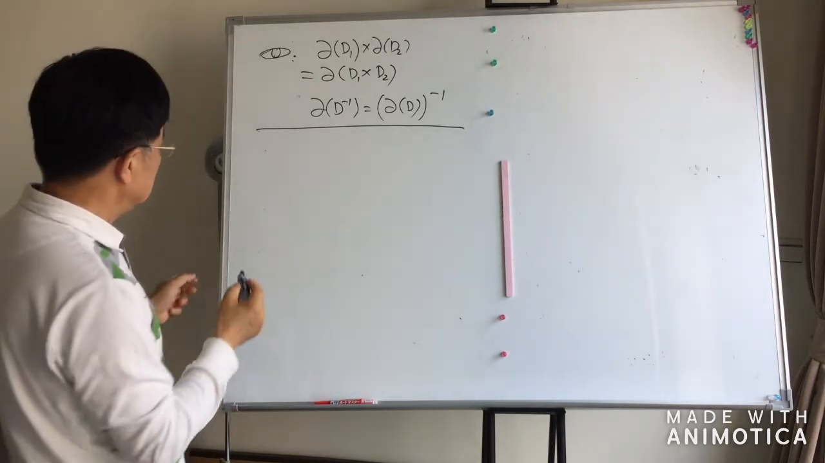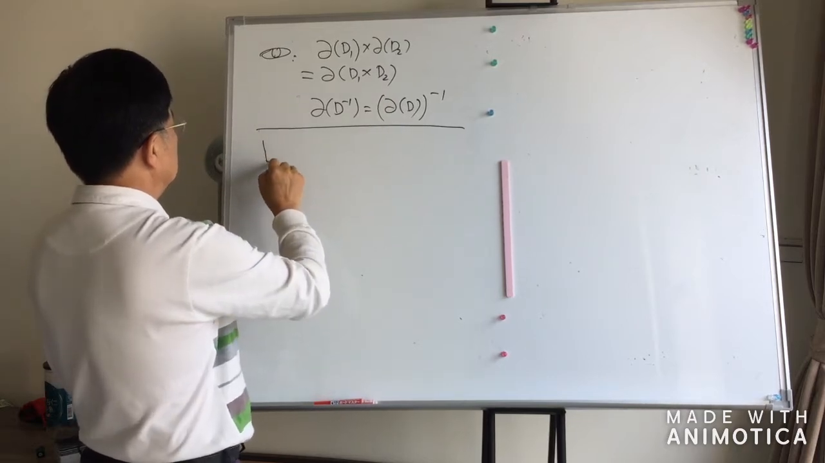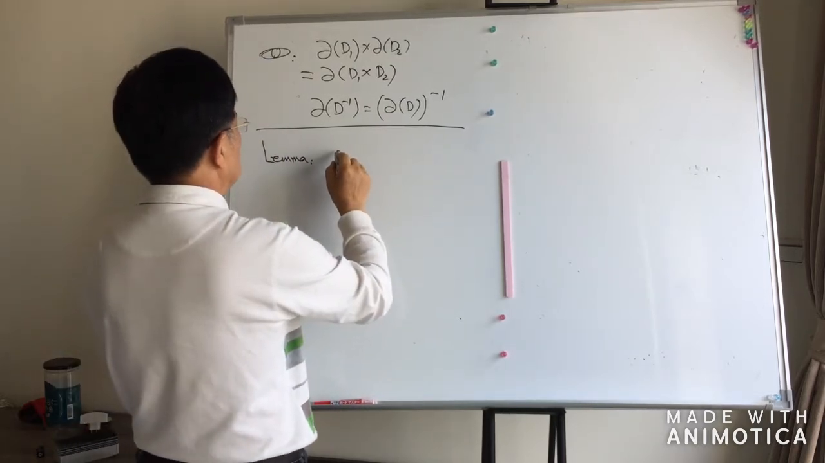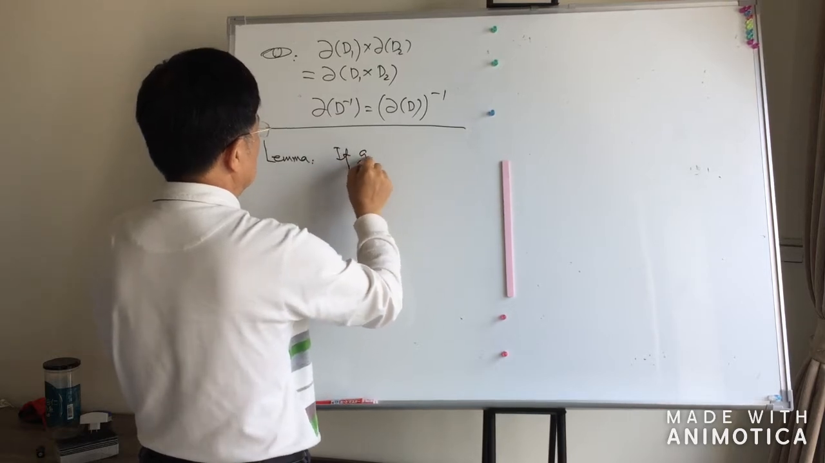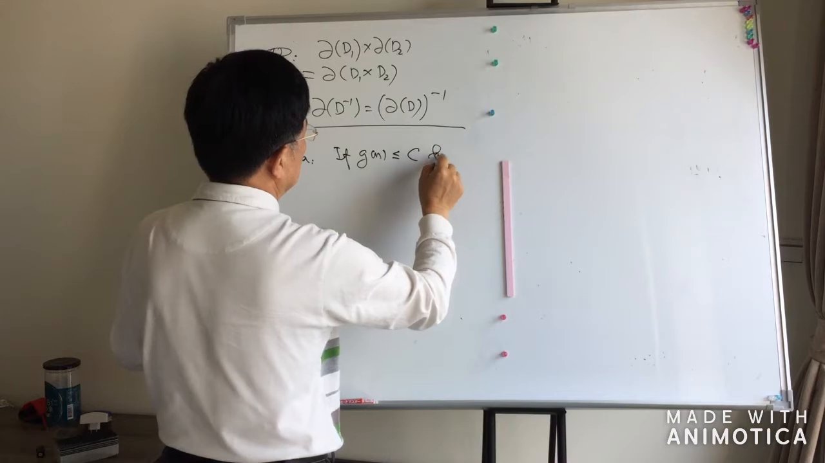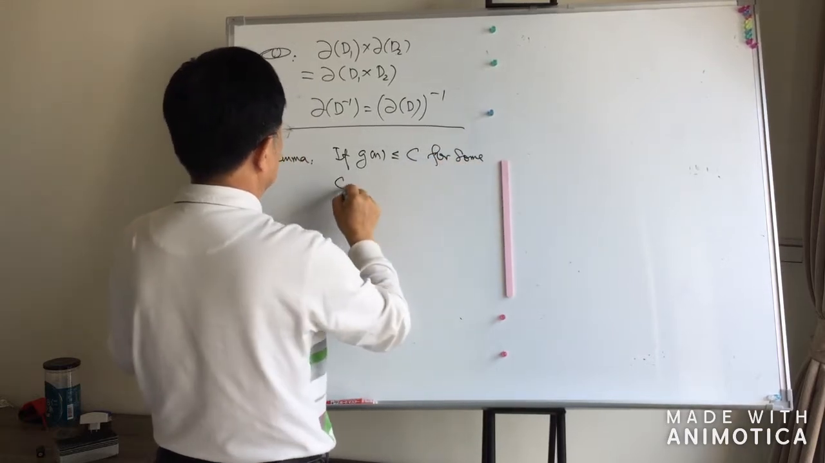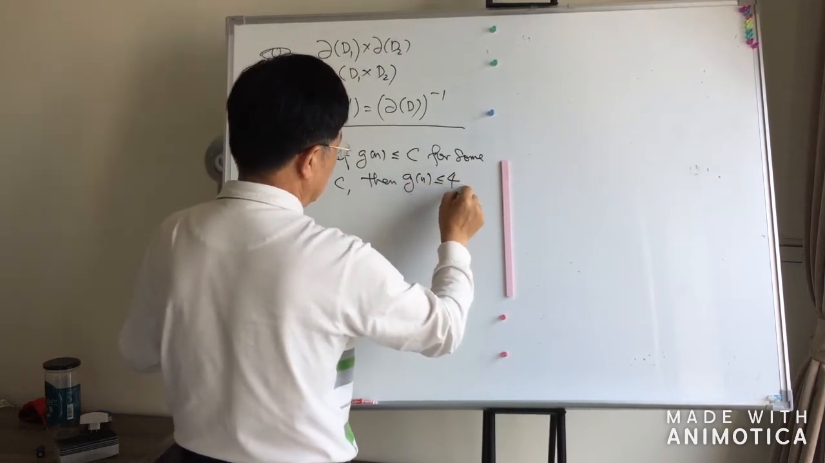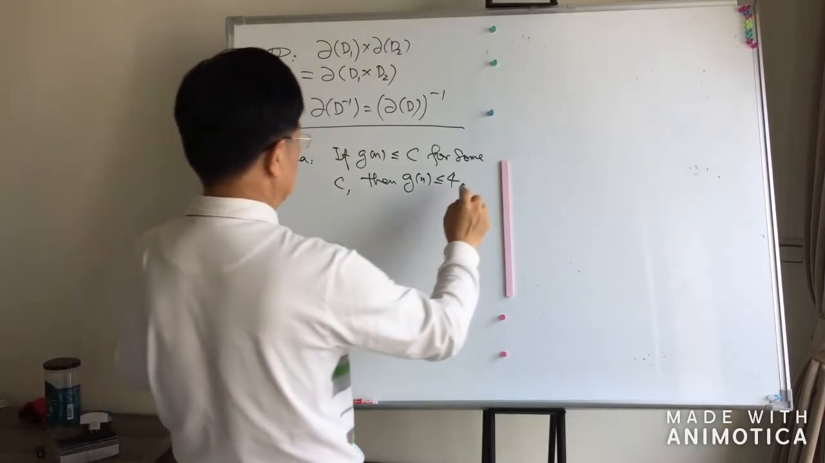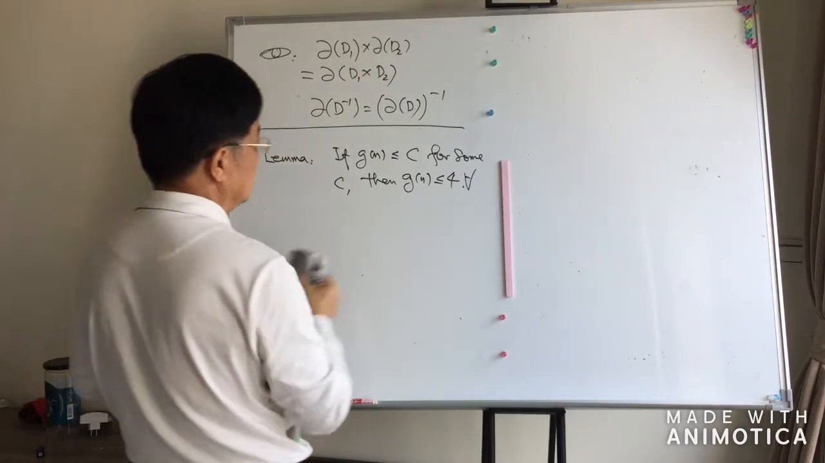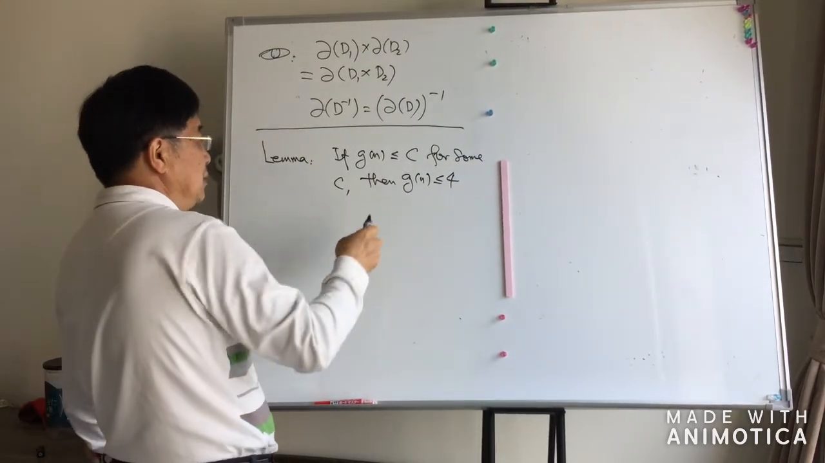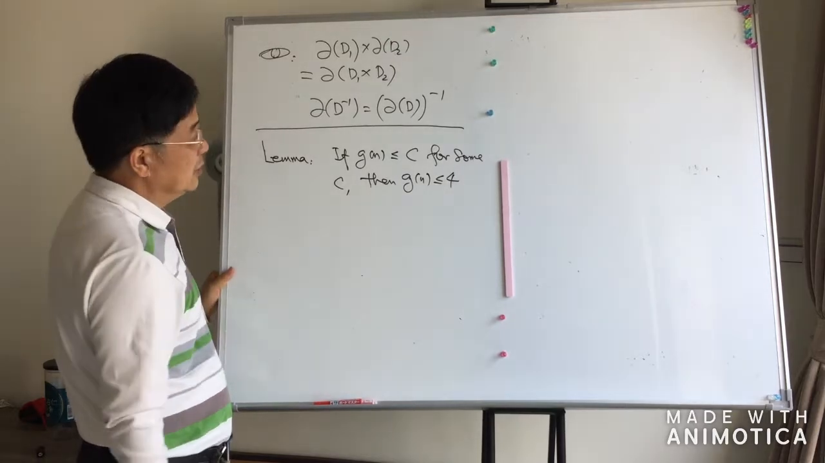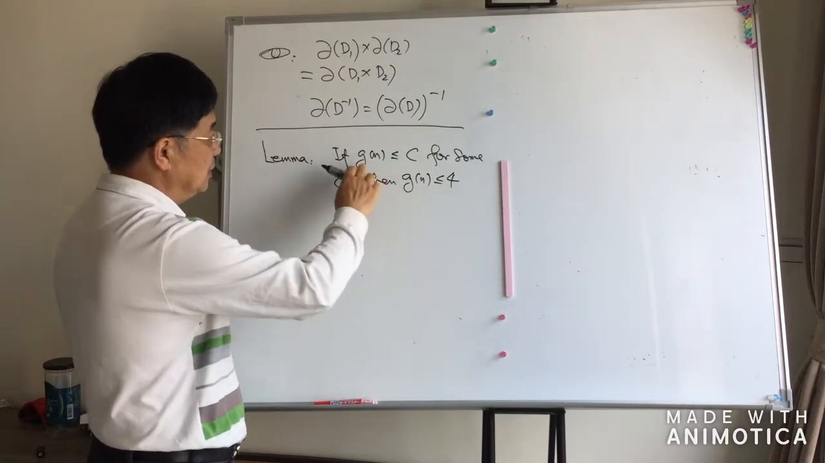But first we prove something a little bit weaker. Actually, this is what was proved by Poljak and Rödl. If Gn is less or equal to C for some constant C, then Gn is less or equal to 4 for every n. This is for every n, okay? Not for a single n. When I say Gn is less or equal to C, that means for every n it is less or equal to C, not for a particular n.